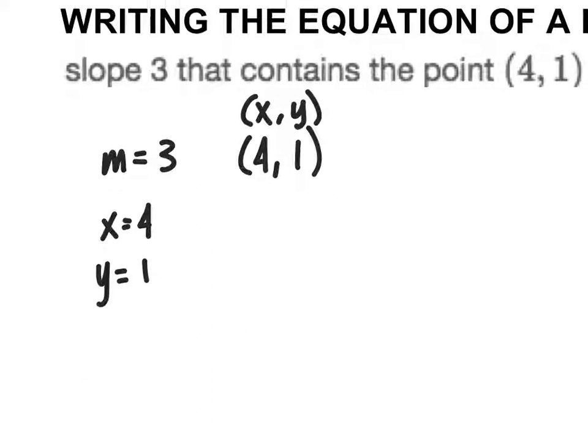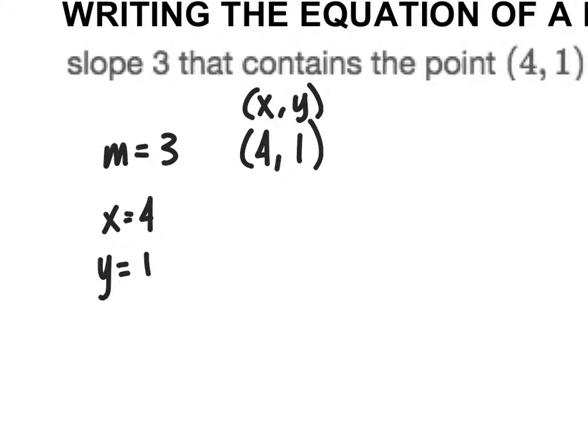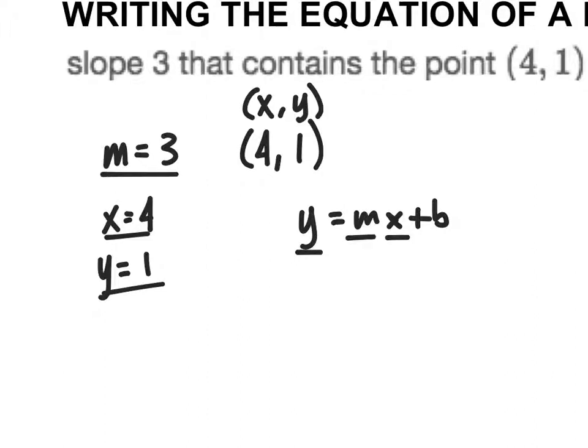Now, when I have a slope and a point, I have the equation y equals mx plus b. Okay, so I have almost all the information I need to write this equation. I have a y value, I have an x value, and I have an m value. The only value I don't have is b. But I can use the slope and a point to help me solve for that value b.